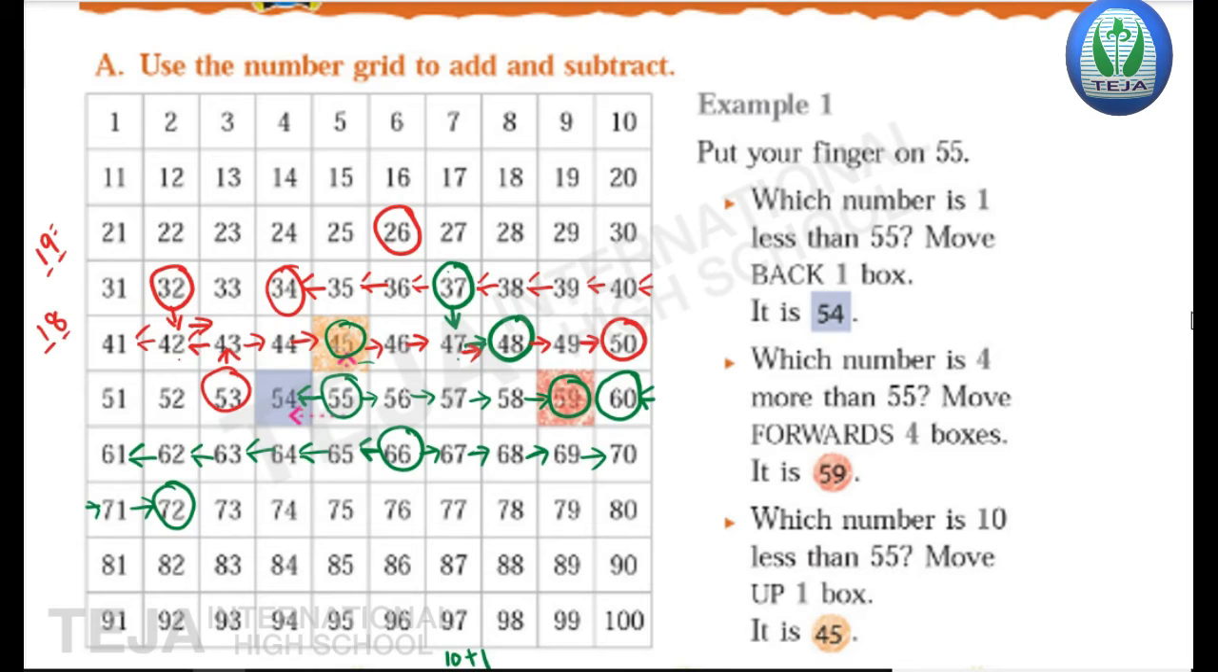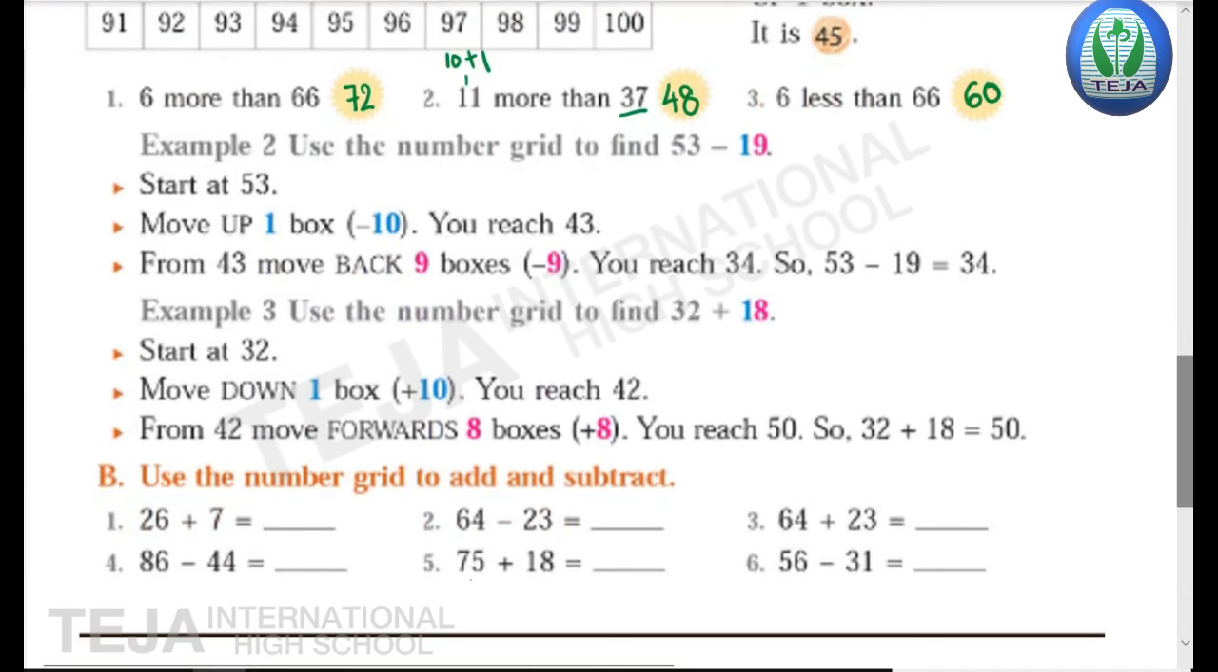26 plus 7. So to add 7 you have to move forward. How many boxes, children? 7 boxes. 1, 2, 3, 4, 5, 6 and 7. So where did you reach? 33. So 26 plus 7 equal to how much? 33. Write 33 in the blank.